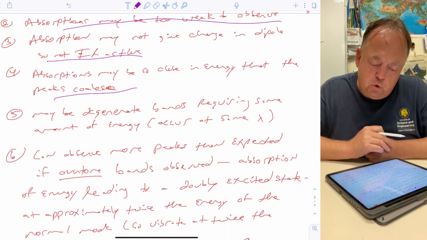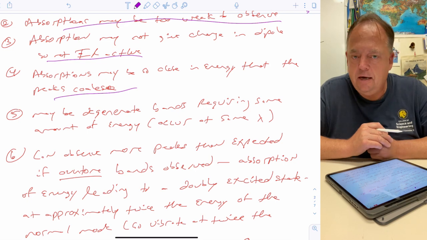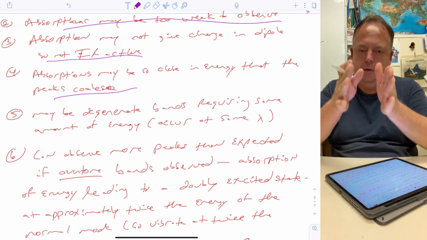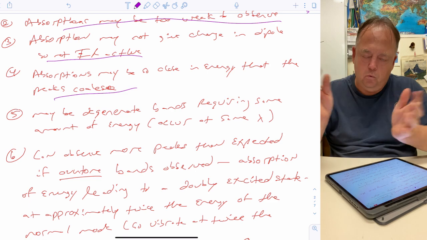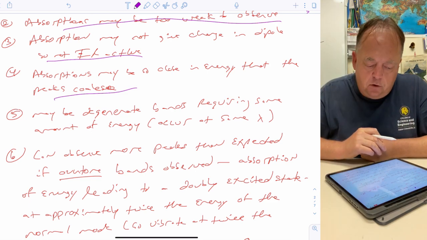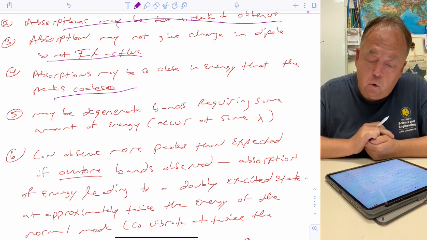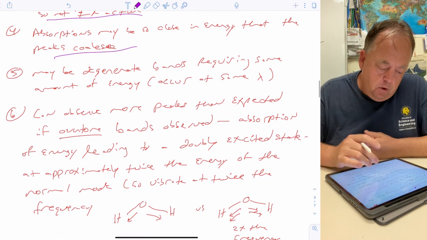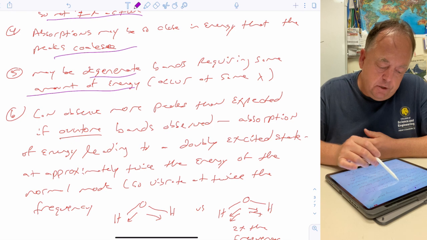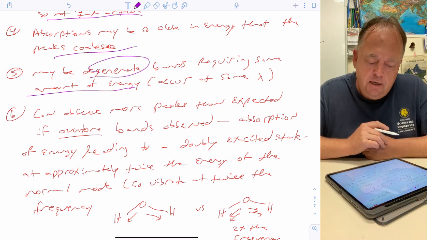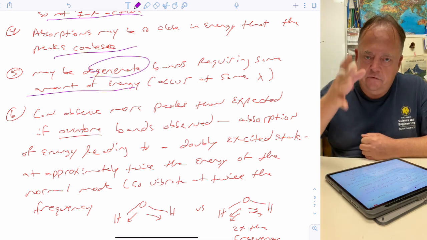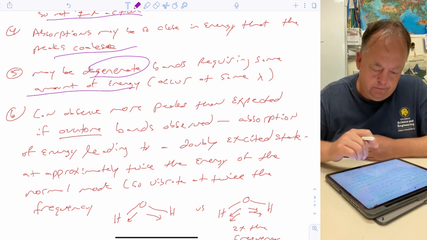It may be that the absorptions are so close in energy that those peaks just coalesce into one, and you only see one signal. If you had a better instrument, which would give you better resolution, then maybe you could see more of those signals. Or you may have signals that are degenerate. They occur at the same energy, and so obviously those would only show up as one signal.